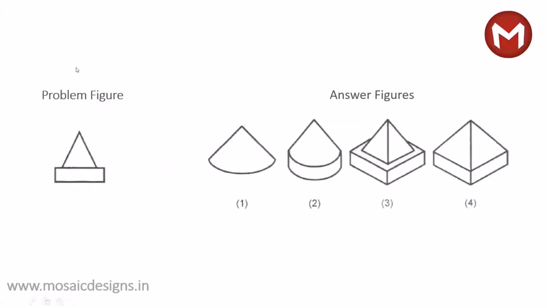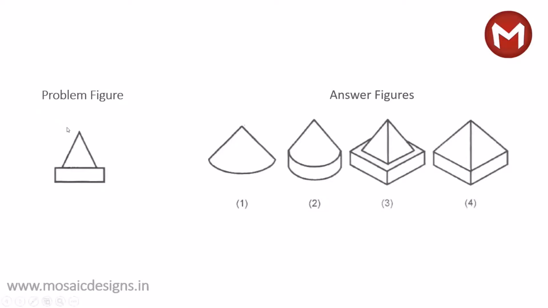We know in the elevation, we can see 2 shapes. One is the triangle on the top and the rectangle on the bottom. So looking at the problem figure, that is the elevation, we can directly eliminate the first option. Why? Because if we take projections of this 3D figure, we will just get the triangle, that is the top portion, and not the rectangular one at the bottom. So we can quickly eliminate this option.